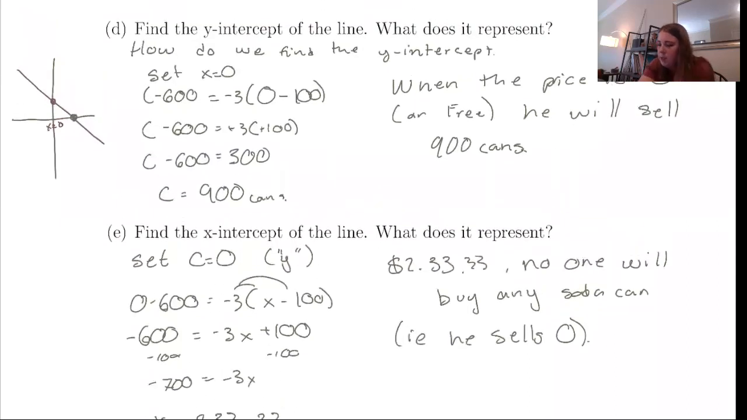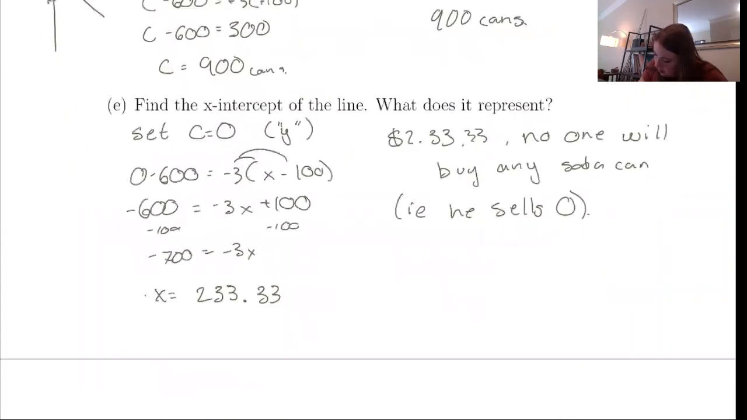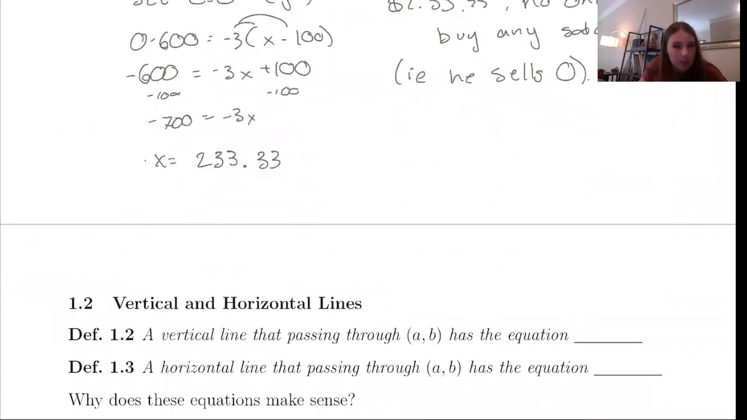Right. So our intercepts here represent when price is 0 and when our output, or how much we sold, is 0. And then we can talk about what each of those outputs represents. Okay. Duke, come here. Alrighty. I think that's all for this problem.